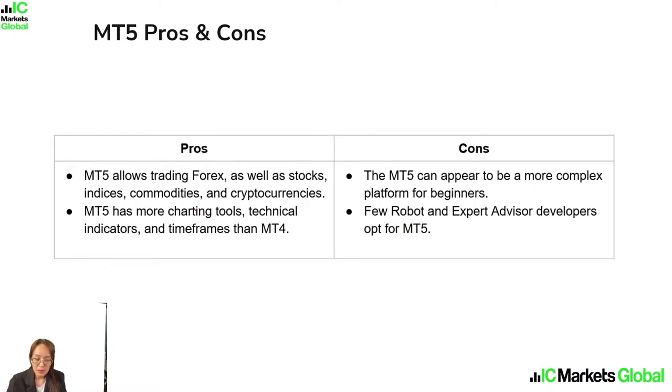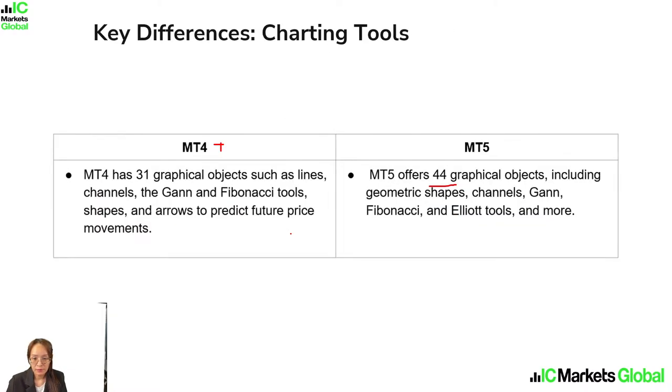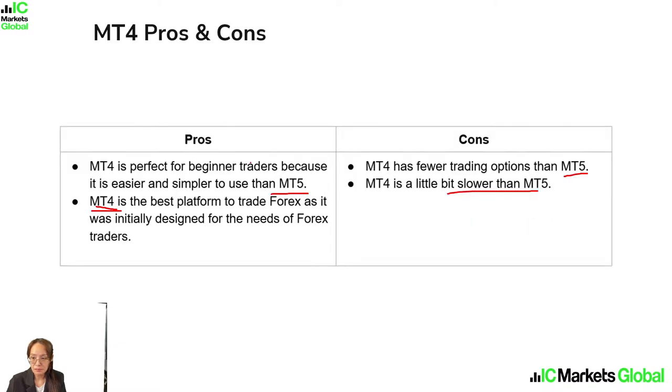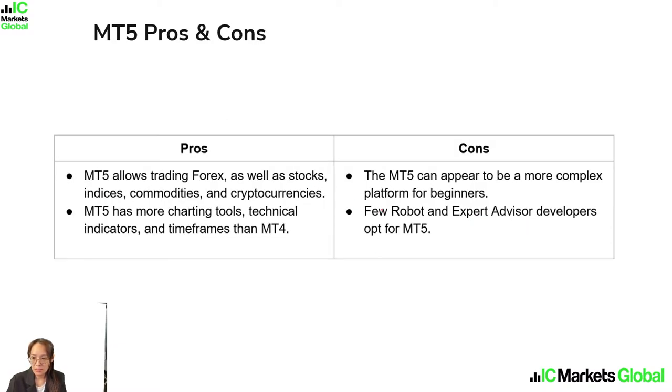Okay, now MT5 for the pros first. MT5 allows trading forex as well as stocks, indices, commodities, and cryptos. And MT5 has more charting tools, technical indicators, and time frames than MT4. Of course, they have at least 41, right, just now. And MT4 only has 9 time frames, okay? And the con is MT5 can appear to be a more compact platform for the beginner.